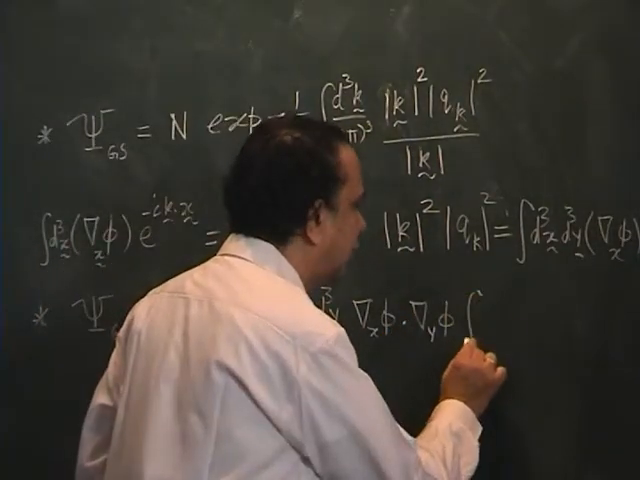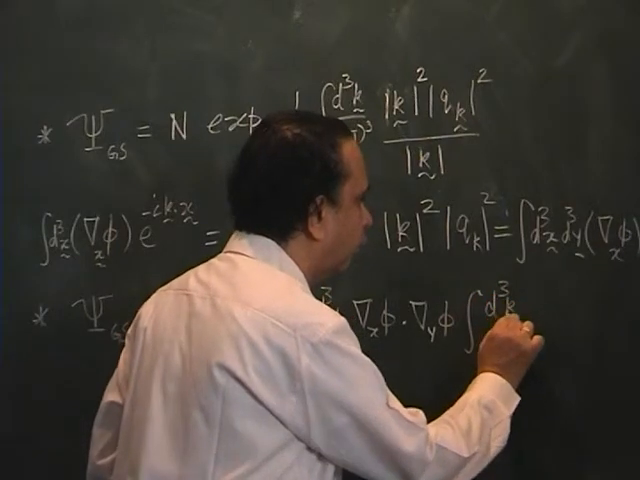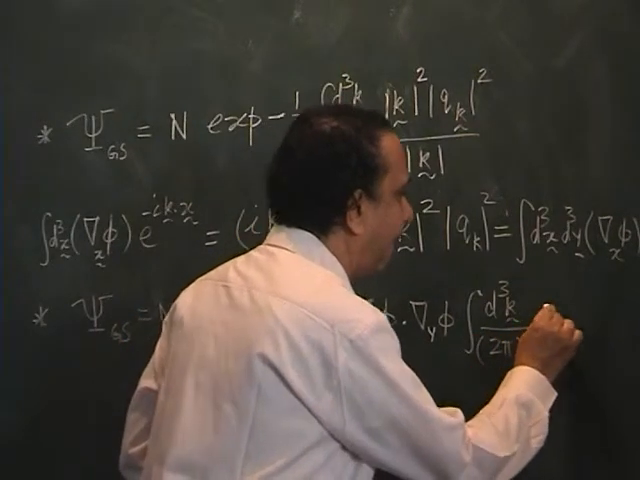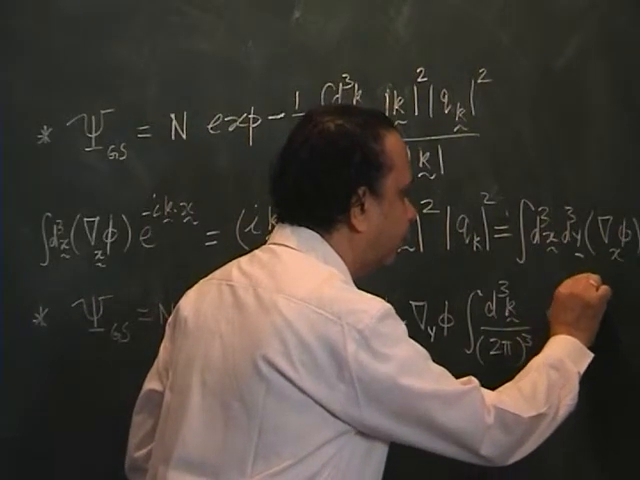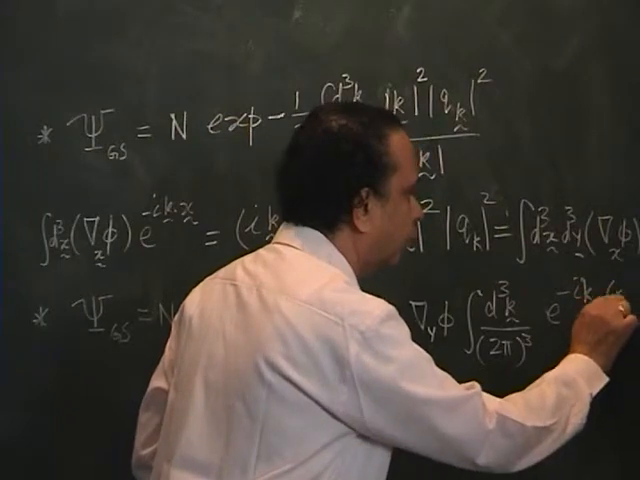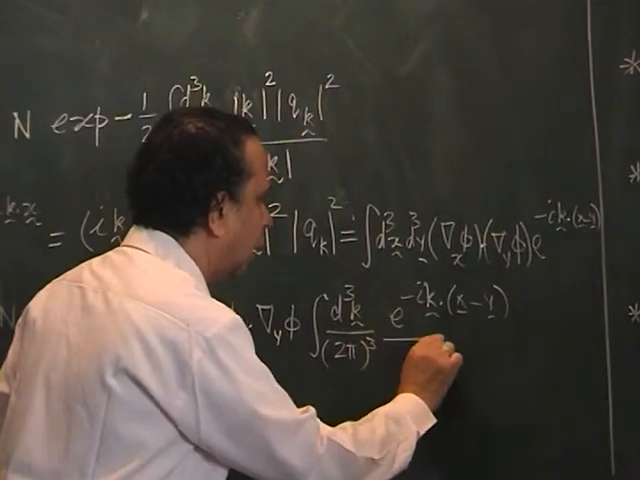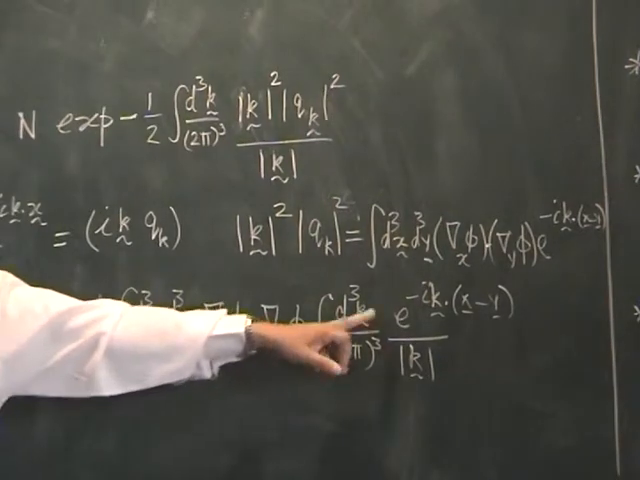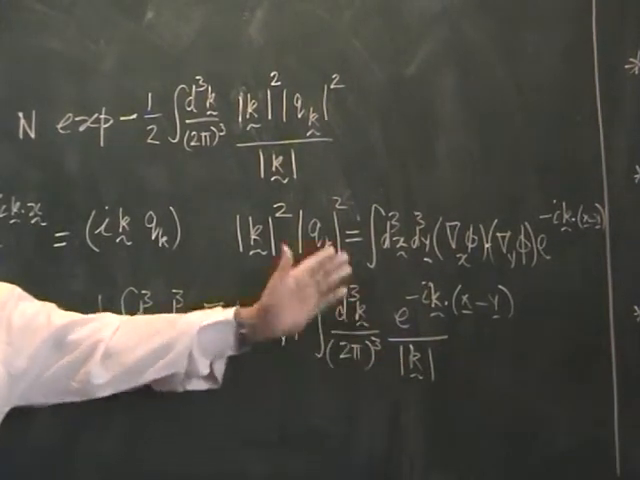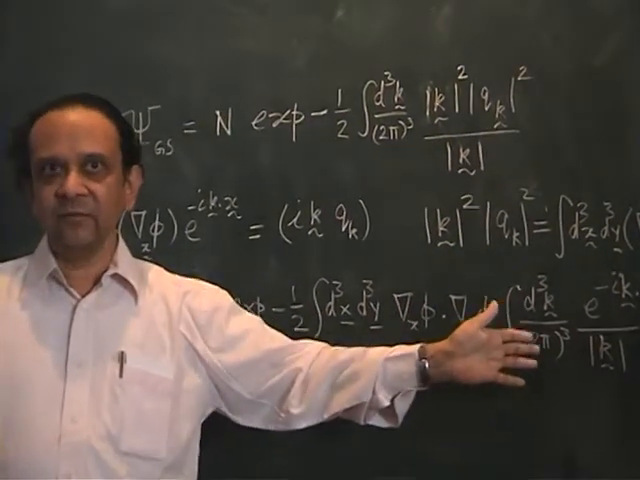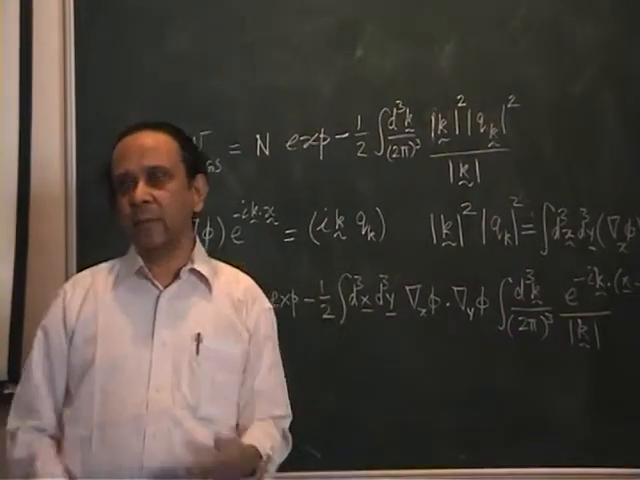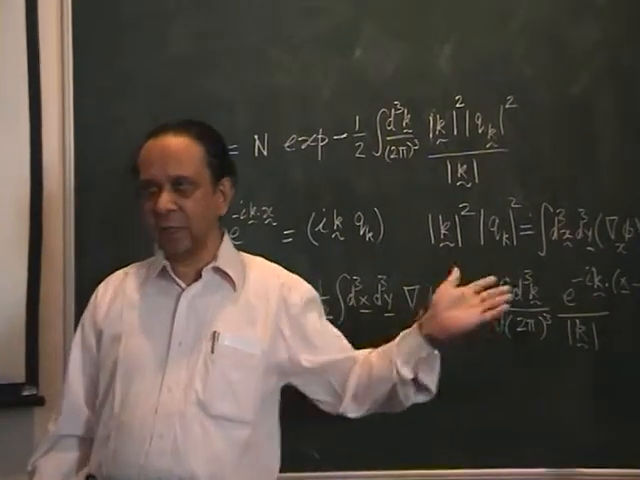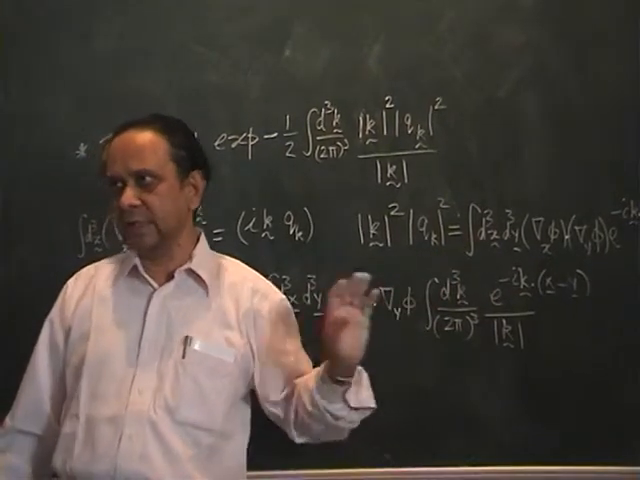So I will have an integral over d3k upon 2 pi cubed, e to the minus ik dot x minus y, upon modulus k. This is just the Fourier transform of 1 by k. Okay? So you can work that out. It is essentially going to be 1 upon modulus of x minus y the whole square. Because 1 by k square's Fourier transform is 1 by x, so 1 by k's Fourier transform will be 1 by x square. Okay, except for a constant, which I think is 1 upon 4 pi square, but you can check that out.